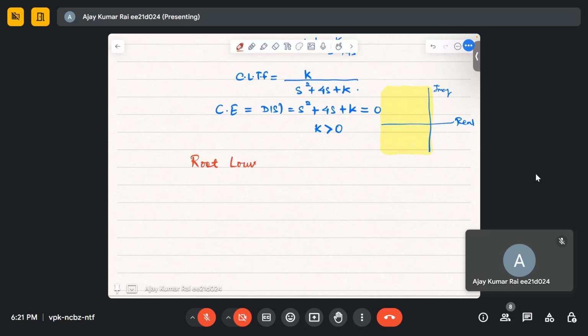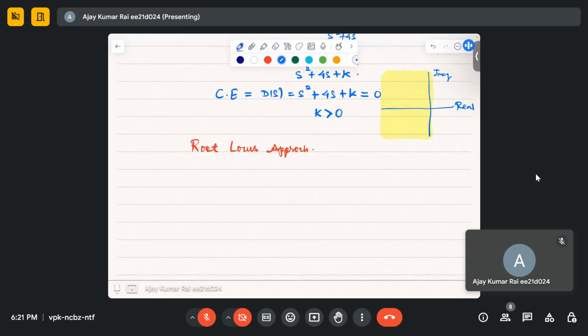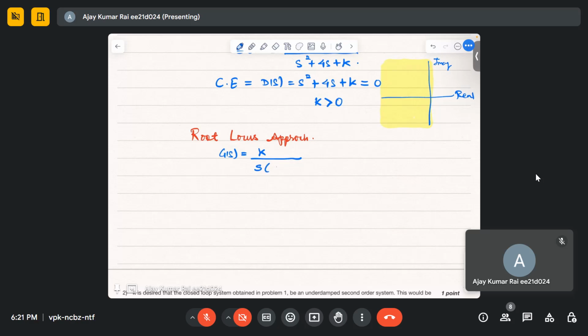Because we have studied it. So any doubt up to now? Okay, so let's construct the root locus. The open loop transfer function is given to us. So again I will write G(s) is K by s, let me write, s square plus 4, so I'll write s plus 4, where K is greater than 0. And also what is given, it's a negative feedback system.